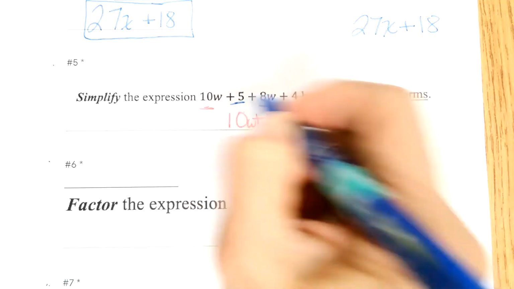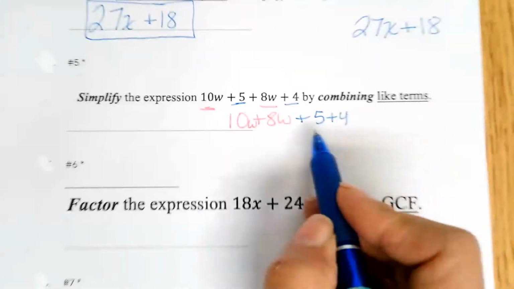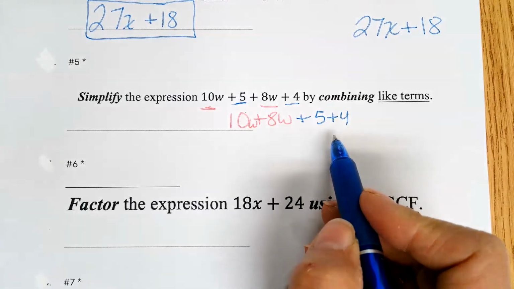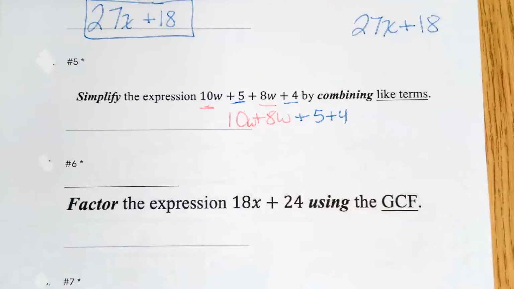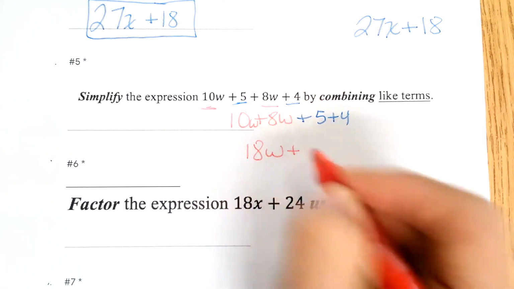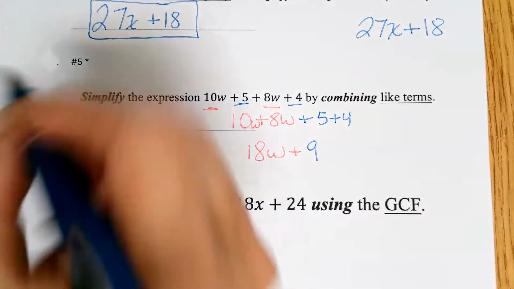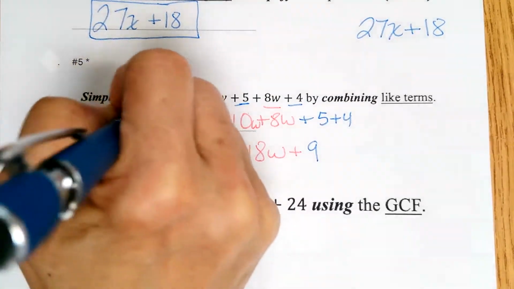And then I have 5 plus 4 because these are constants. They don't have any family, so we can add them together. Well, 10w plus 8w is 18w, plus 5 plus 4 is 9. So my final answer is 18w plus 9.